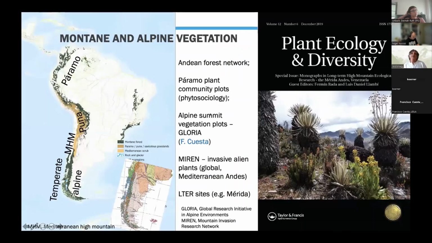So when we look at what's happening in the mountain and alpine zone, there are lots of individual projects. There are networks focusing on Andean mountain forests. There are people interested in the Paramo communities. They have a fantastic database. There are the alpine summit vegetation plots monitored regularly for climate change. Francisco will talk about it. There are people interested in invasive alien species, which is a real concern in the Mediterranean part of the Andes. And there are a few long-term ecological research sites, like the one in the Merida Andes, which we recently published a special issue with.